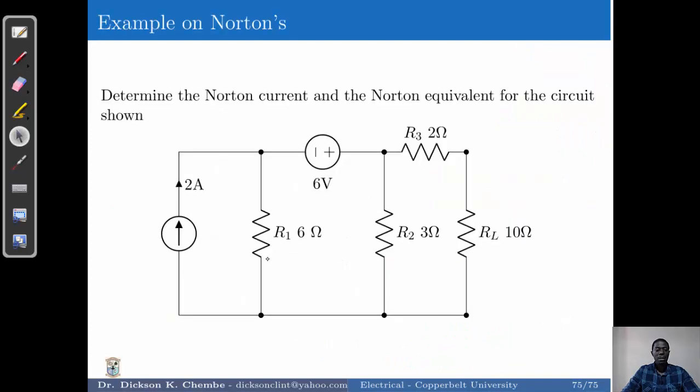So from there we can look at one example, and in this example we've been asked to determine the Norton current and the Norton equivalent for the circuit shown. We've got a load resistor which is here 10 ohms. We've got a 2 ohm resistor, a 3 ohm resistor, a 6 ohm resistor, and we've got a current source of value 2 amps, and then a voltage source which has a value of 6 volts. So now let's go on and see how to solve this circuit.